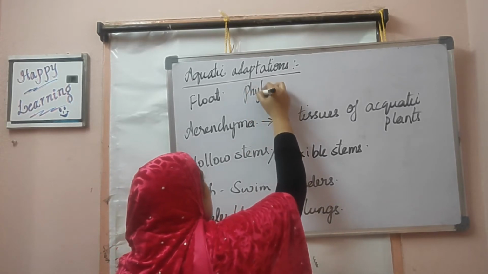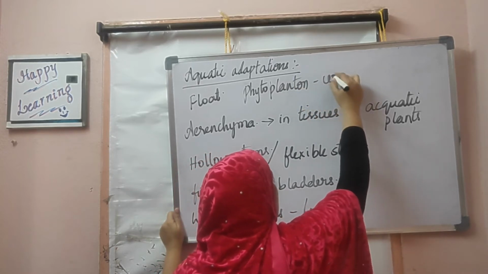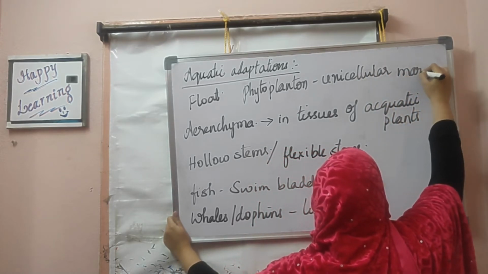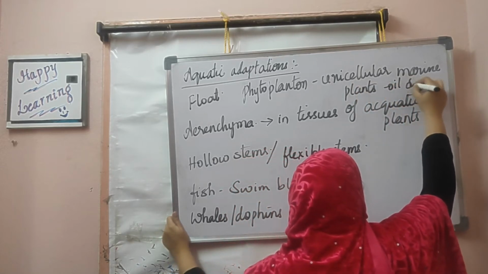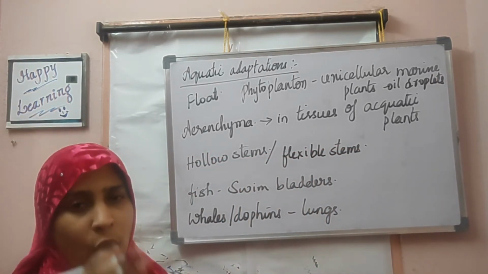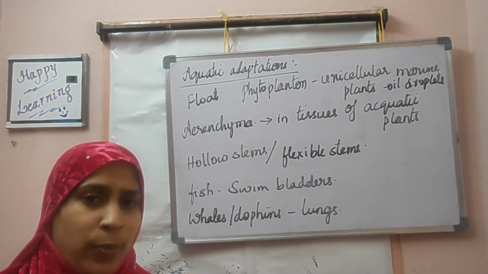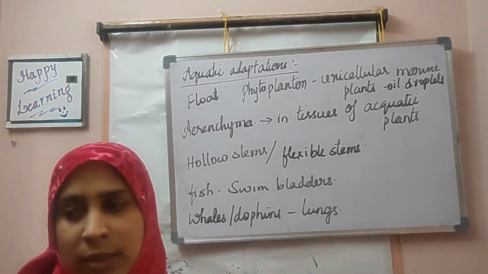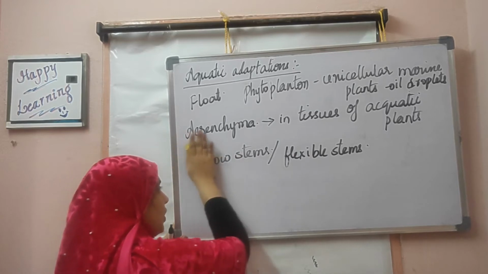Okay. And phytoplankton. Phytoplankton means unicellular marine plants. They are found in oceans and sea water. They have oil droplets for floating. Oil is lighter than water. So if they have oil droplets, they float on water rather than sinking. That's why the top of the ocean will be seen green in color if there are phytoplankton. Okay. So these are some adaptations for floating.